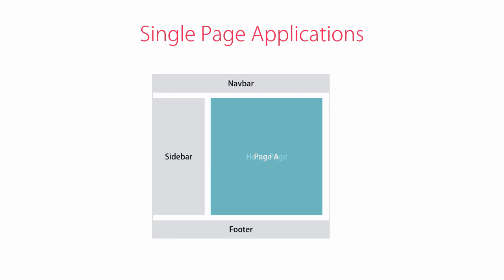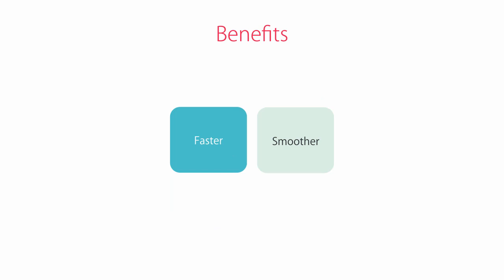So essentially, we have a single page whose content gets updated as the user navigates from one area of the application to another. And that's why we call these applications single page applications. Now, what is the benefit of this architectural style? Well, it makes the user experience faster and smoother because we don't have to reload an entire page as the user navigates from one area to another. So the page doesn't flicker.